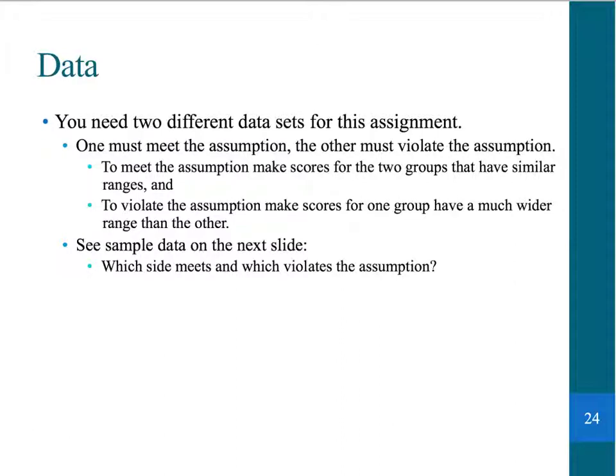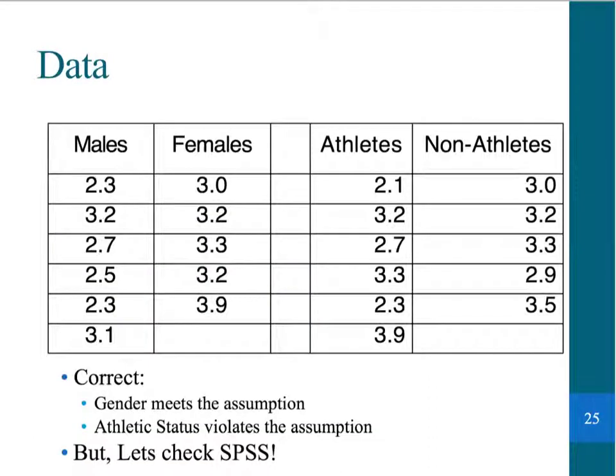To meet the assumption, you want to make sure that the data have similar ranges. To violate it, you want to have one range be a lot farther than the other. That's going to change the variability. To give you an example, here are the two I'm going to be using in this lecture. On the left, you see that the ranges are relatively similar. The lowest score for males is 2.3, and the highest score is 3.1, so the range there is about 0.8 of a point. For females, the lowest score is 3.0, the highest score is 3.9, so we have 0.9 of a point, so relatively similar variability or ranges.